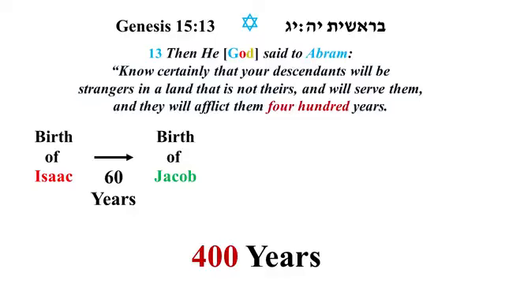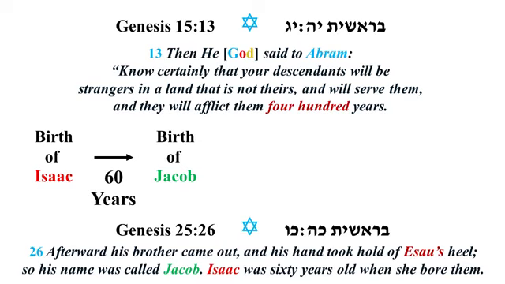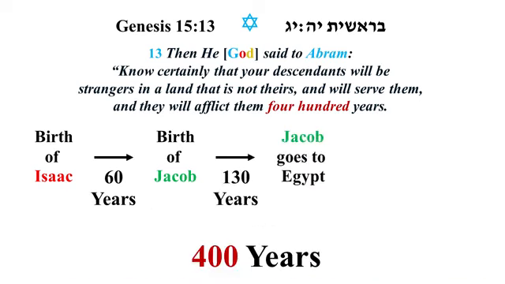And we know that Isaac was 60 years old whenever Jacob was born. And how do we know he was 60 years old? Genesis 25:26. And afterward his brother came out, and his hand took hold of Esau's heel. So his name was called Yaakov. Isaac was 60 years old when she bore him. Okay? And then Jacob, he was 130 years old when he went down to Egypt.